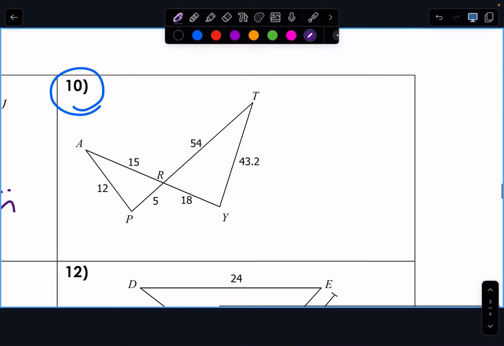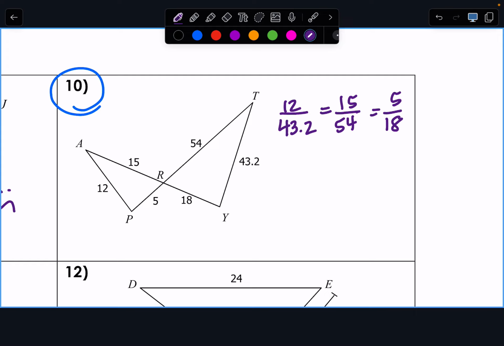Now, what about number 10? Are these 2 similar? If we take 12 over 43.2 and 15 over 54 and 5 over 18, you're telling me that all 3 ratios are the same? Okay, so yes, triangle ARP is similar to triangle TRY. Side, side, side.